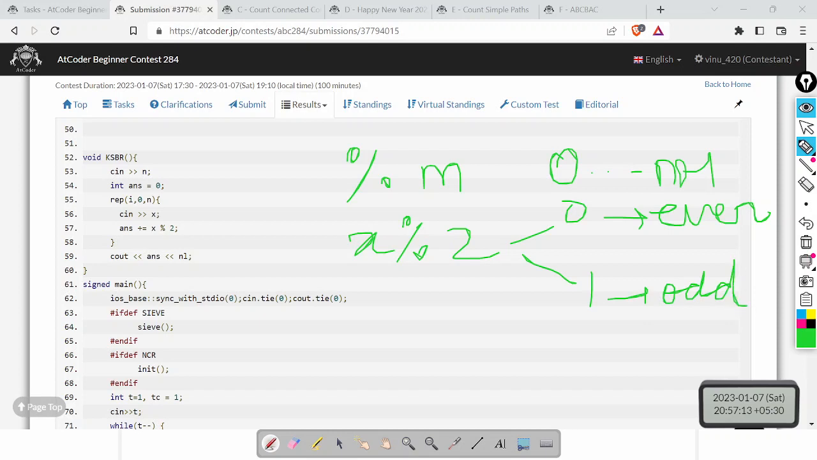So here I am doing answer plus equal to x mod 2. If this x mod 2 is 1, then this will add plus 1 to answer, and that's what we want, because we want to count the odd numbers. And if it is 0, then it will add 0. It won't make any difference. So in this way we can count the number of odd numbers.